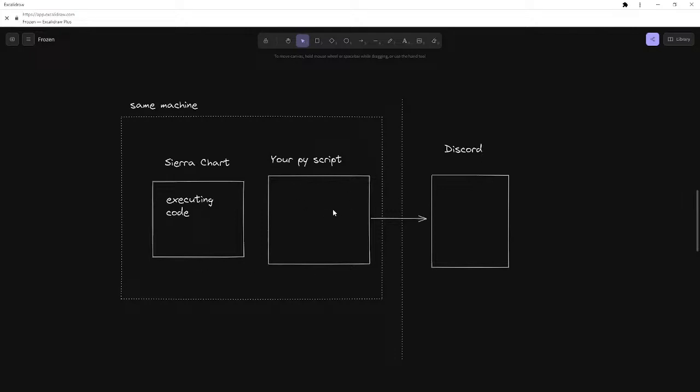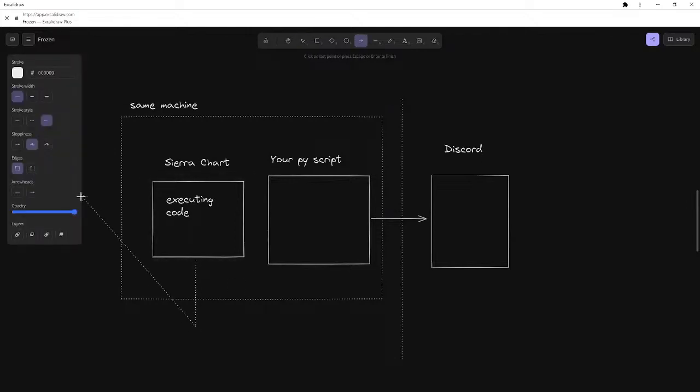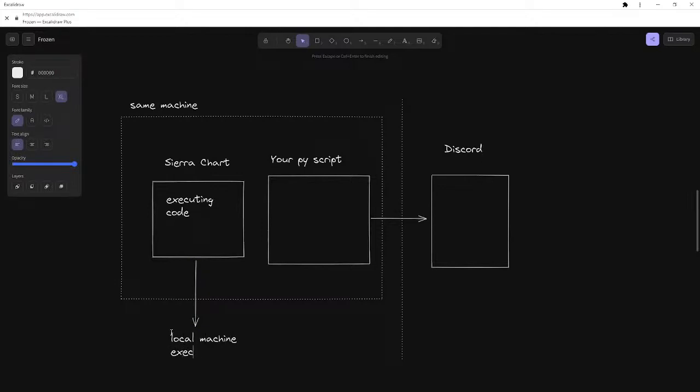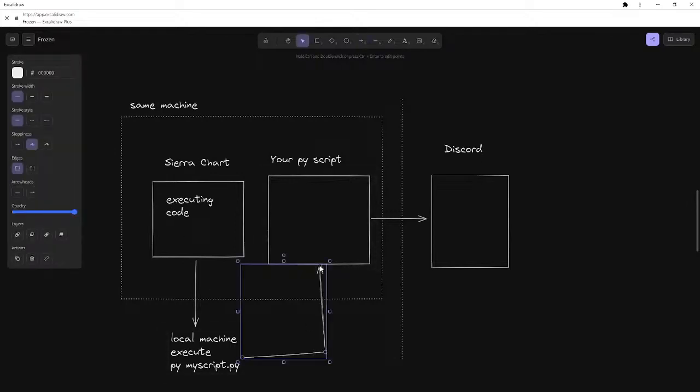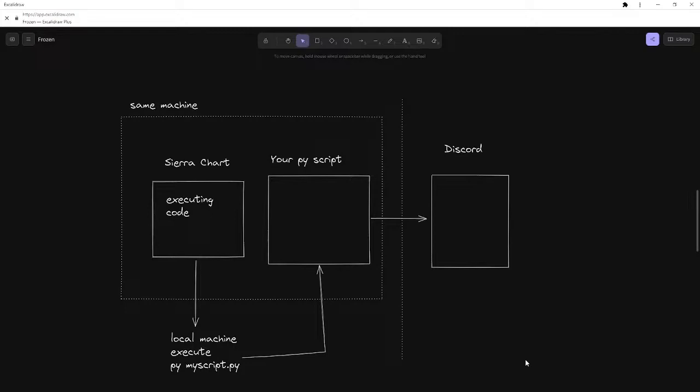You have Python installed on your local machine, right? So you could potentially place a call to your local machine to execute your Python script. You could do something like local machine execute my script dot py anytime that condition becomes truthy, which will then trigger this to go, which will then trigger this. That might be the easiest way to go about this because you already have this written.